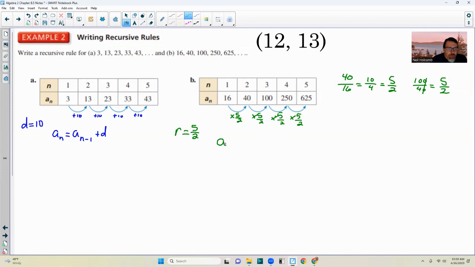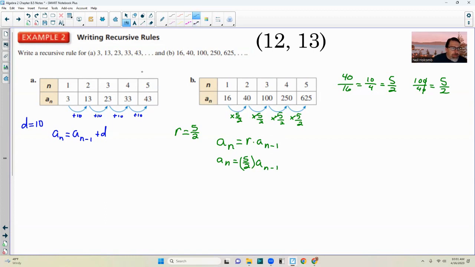So our rule for when it's multiplication, or geometric, see, this is arithmetic, you're adding, geometric, you're multiplying. So a sub n equals r times a sub n minus 1. Okay. I didn't finish this over here, by the way. I will go back. So a sub n is going to equal my common ratio, 5 over 2 times a sub n minus 1.